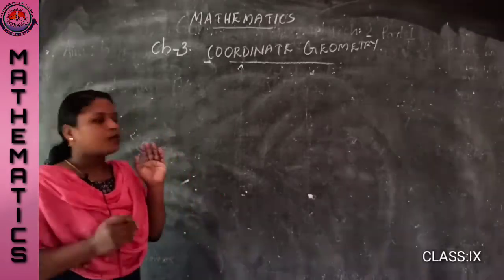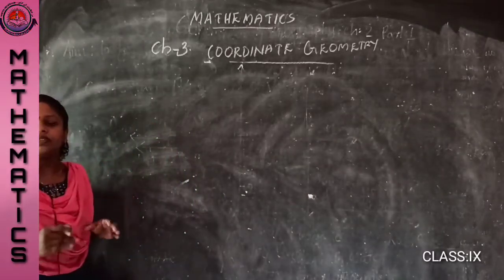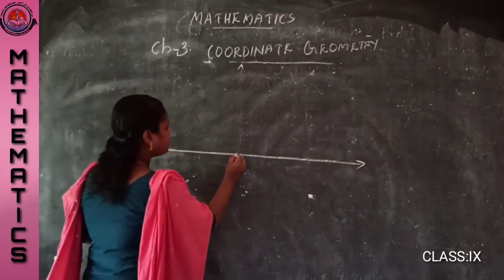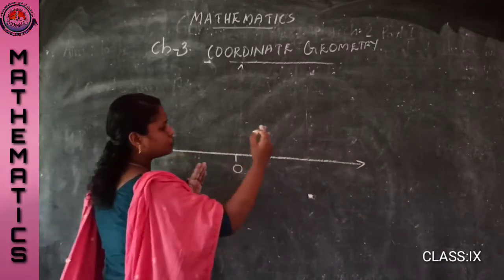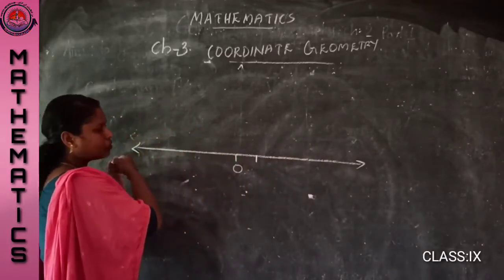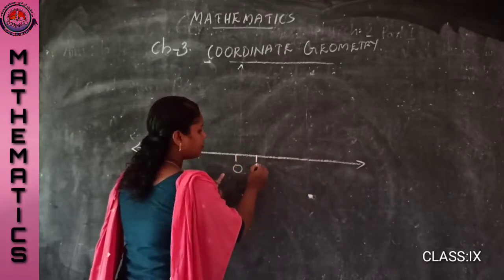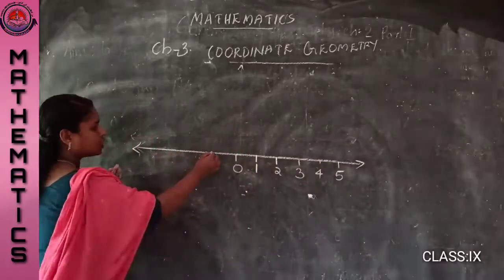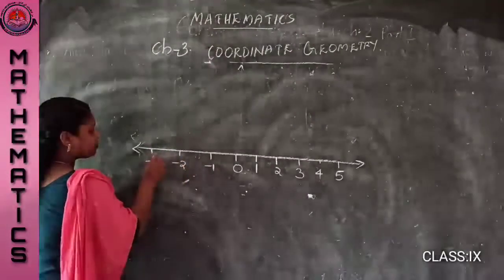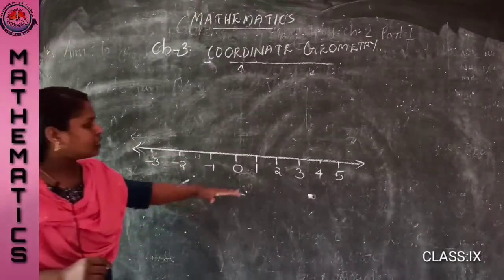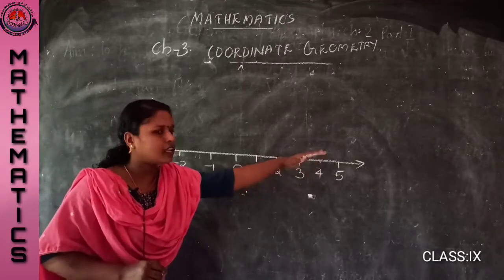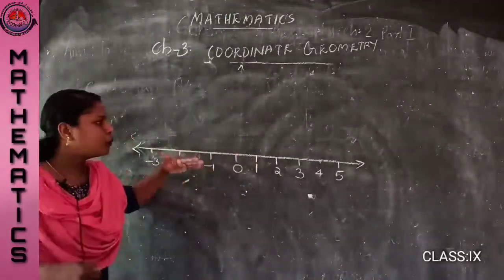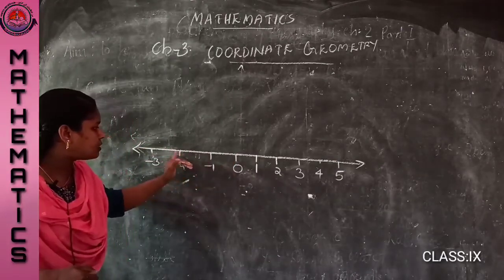In the first chapter, number system, you already studied what a number line is. On the number line, there will be an origin, and positive and negative values. On the right side of zero, we mark the positive values, and on the left side of zero, all the negative values. Each interval keeps an equal distance, which we call the unit distance, and in every case these distances are the same.